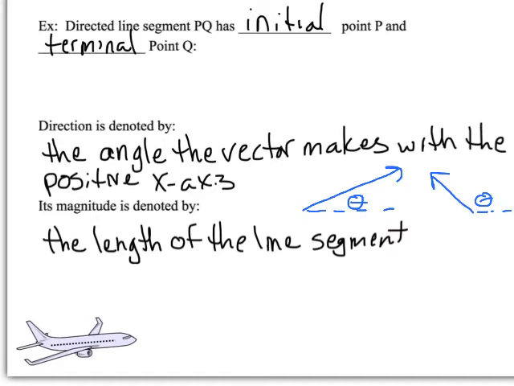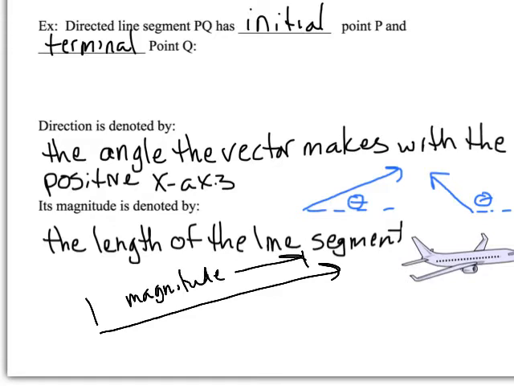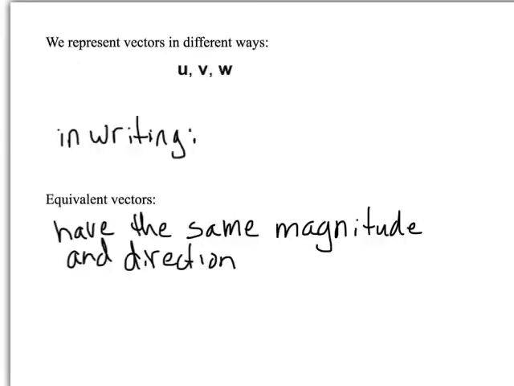So if I have this airplane that's taken off, again, we can model that with a vector. And the length of that vector can represent the speed of the aircraft. So that's the magnitude. And the angle is the direction. And again, it all is going to come back to right triangle trig in the end. The way we denote vectors, we use lowercase letters typically. And in print, these letters are going to be bolded. You'll see that in your textbook.